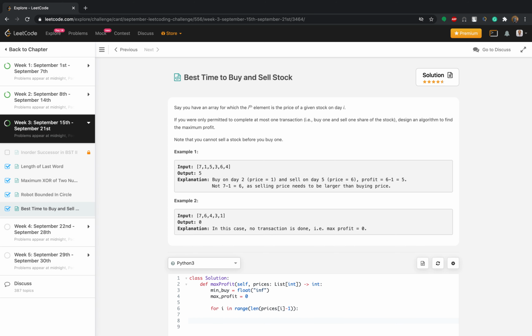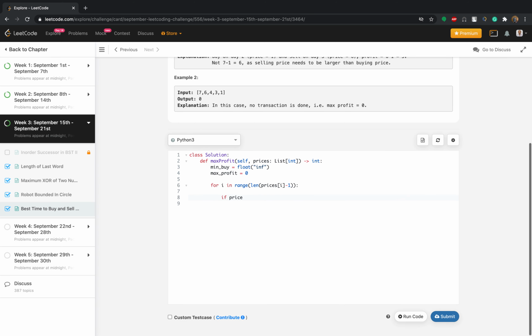Then verify when the price of i plus 1 is greater than price of i. So then get the minimum buy price. Minimum buy would be the minimum of minimum buy and price of i. Obviously i plus 1 is greater than i, so that is why i would be the minimum buy price.